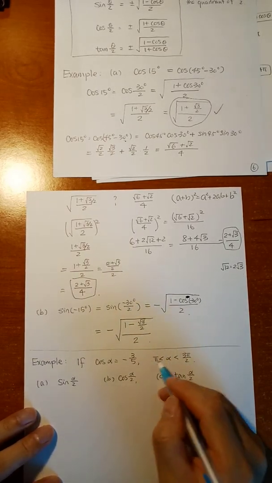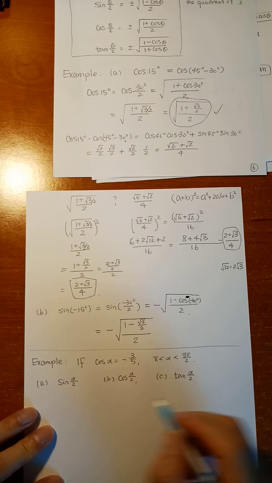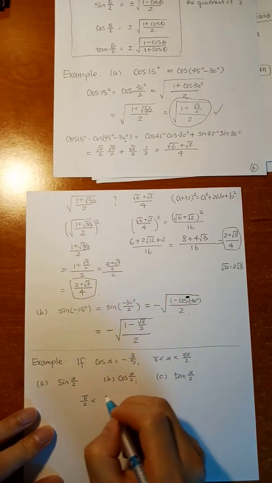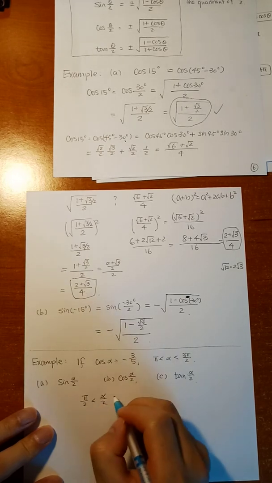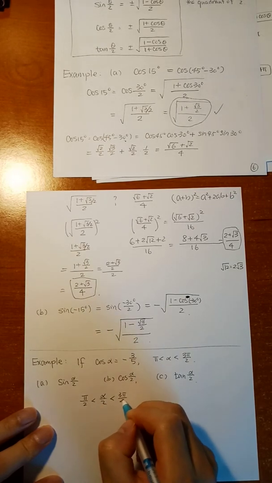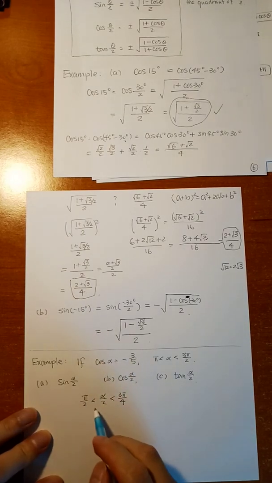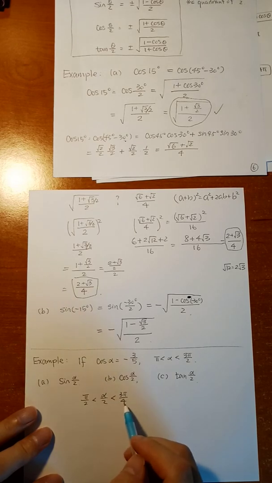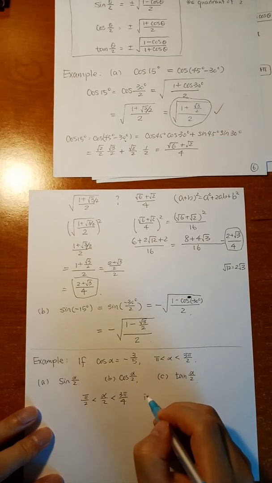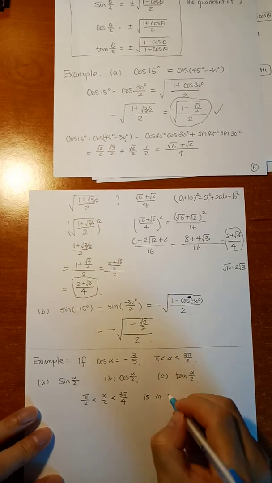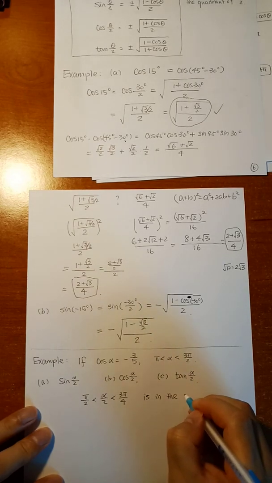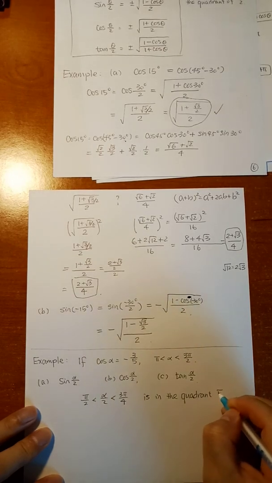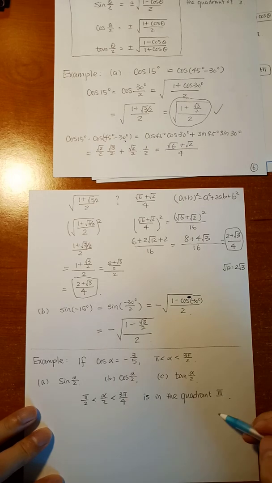Let's check. Alpha is between pi and 3 pi over 2. Divide this by 2, and you get alpha over 2 is between pi over 2 and 3 pi over 4. Where is this? It's greater than pi over 2, so it's not in the first quadrant, and it's less than 3 pi over 2. So this is in quadrant 3. Check here.